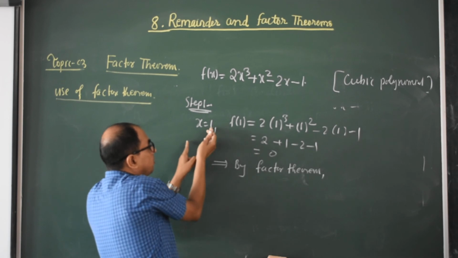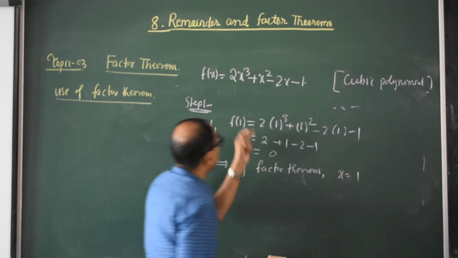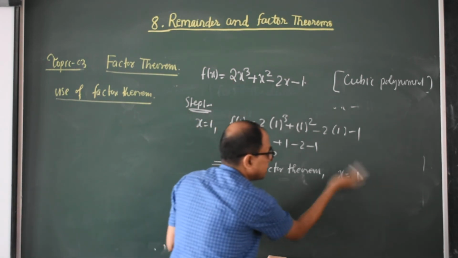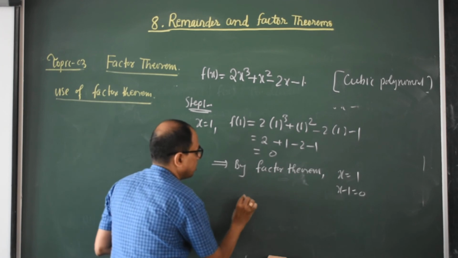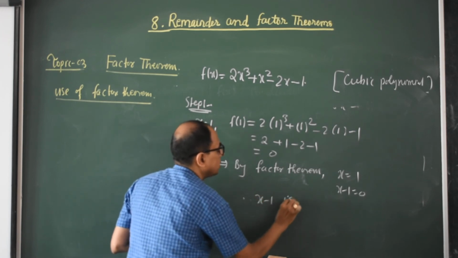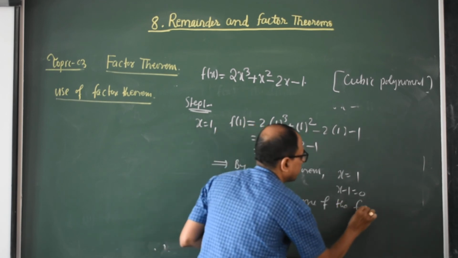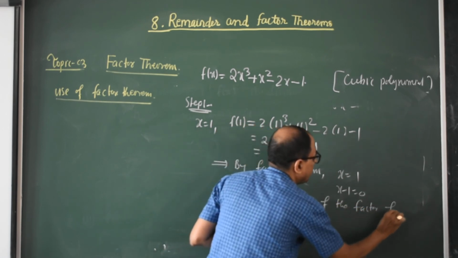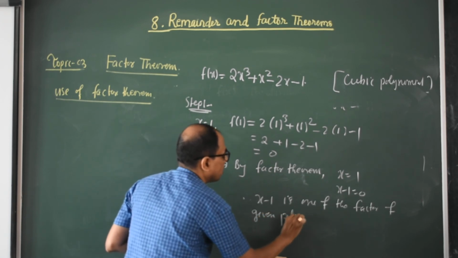Clear? So shift 1 this side. By putting x equal to 1, this polynomial becomes 0. So shift 1 this side. It will be x minus 1 equal to 0. So by factor theorem we can say that x minus 1 is one of the factors of the given polynomial.